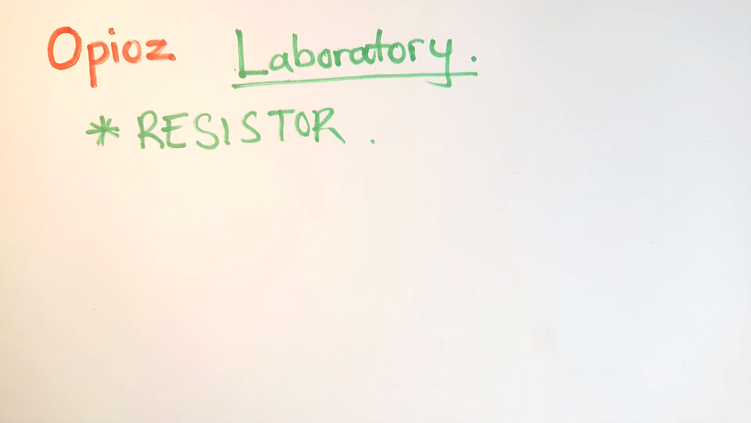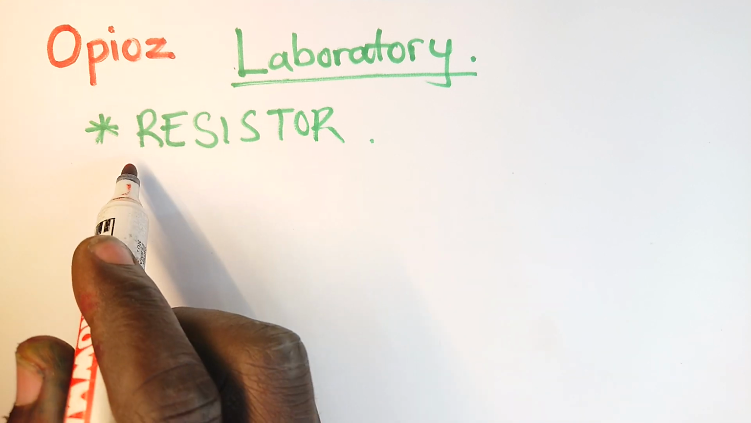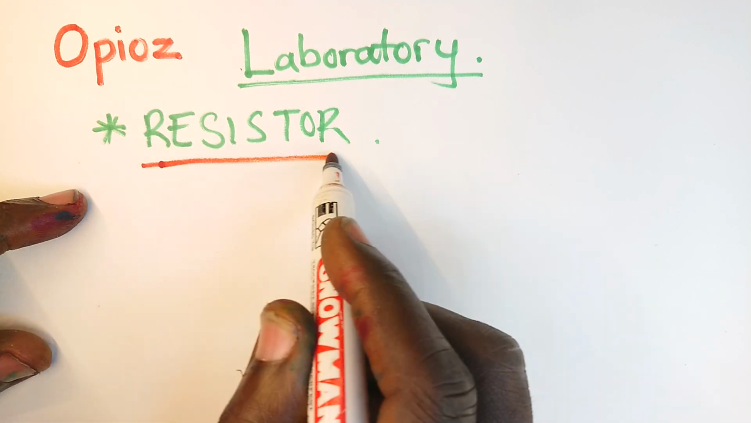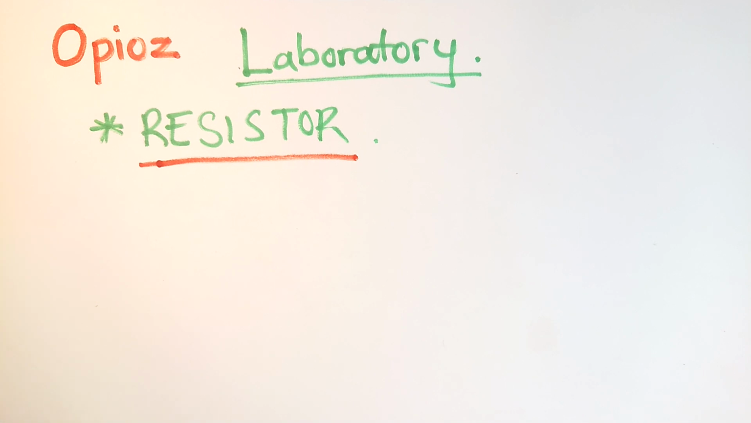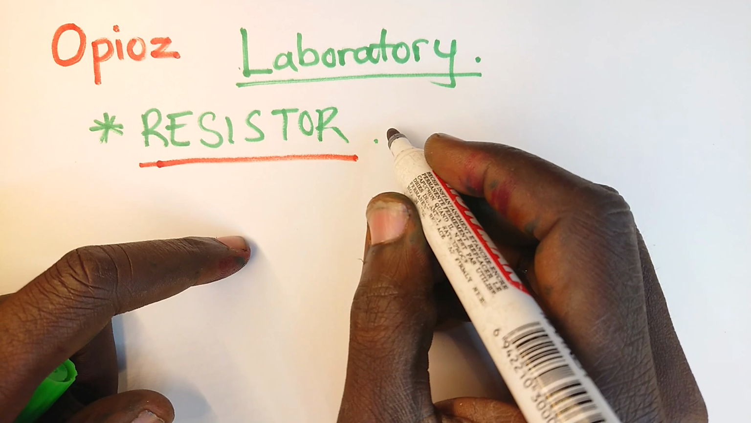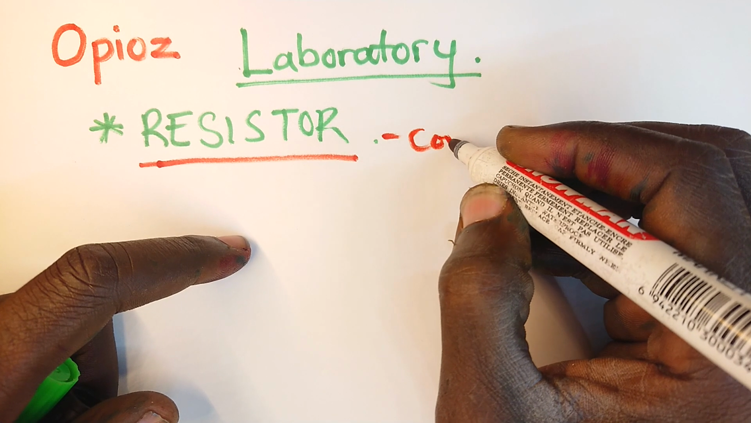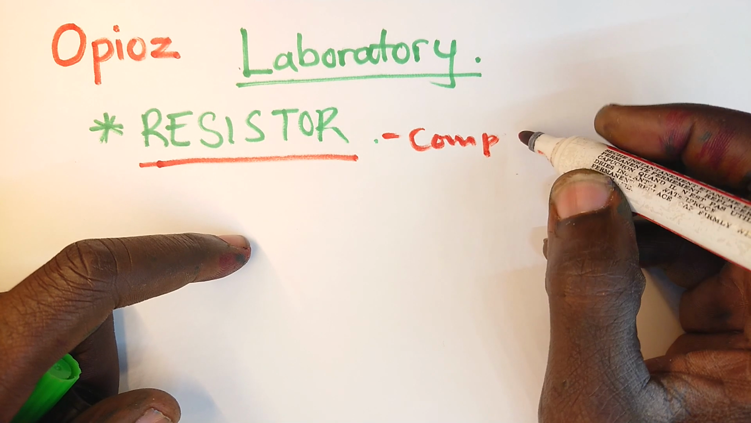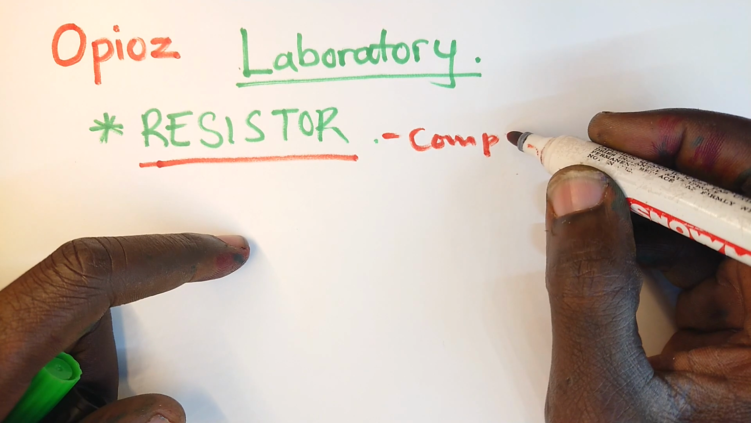So today I thought we should look at resistors, and this is just an introductory video to resistors. So resistors, what do we understand by resistors? Anyway, resistors are just components or elements that can resist the flow of electricity.